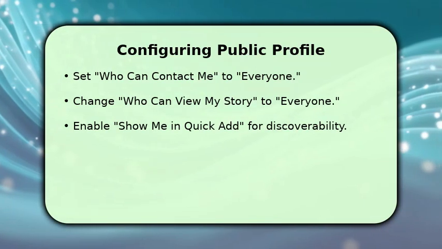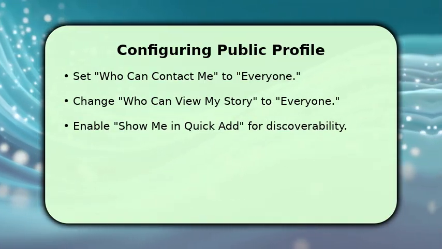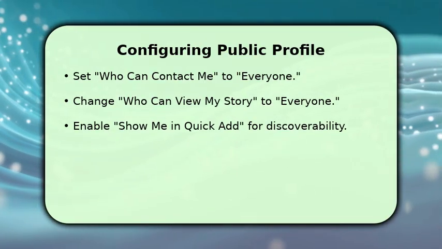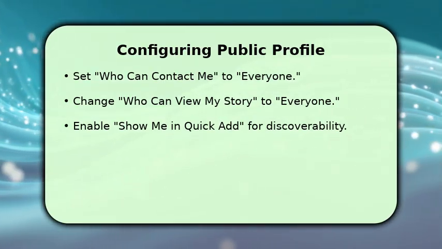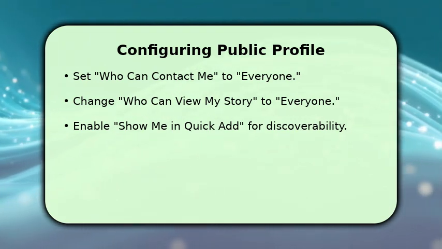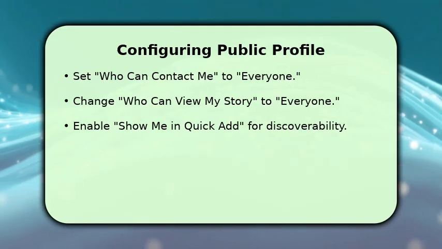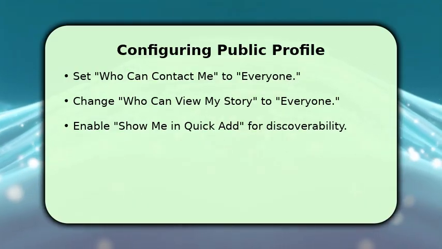Now that you're in your settings, scroll down to the Privacy Controls section. Here, you'll find several options. First, tap on Who Can Contact Me and select Everyone. Next, go to Who Can View My Story and also choose Everyone. Finally, make sure to enable Show Me in Quick Add. This allows other users to easily find and add you, significantly boosting your public presence.